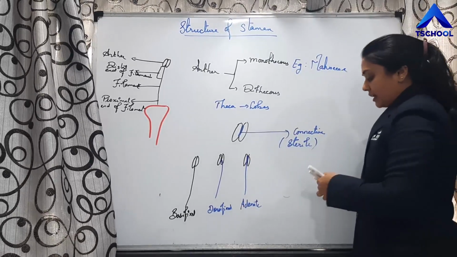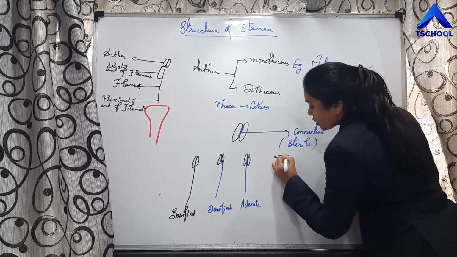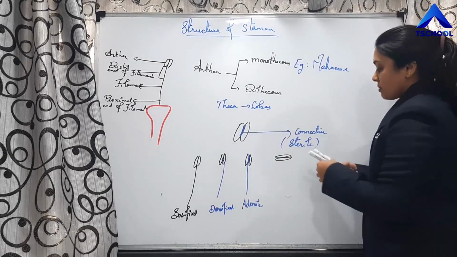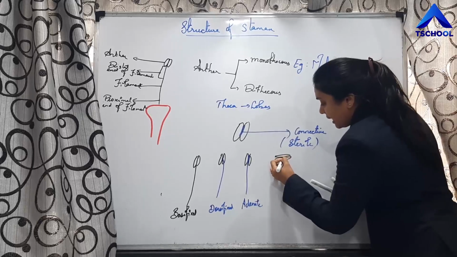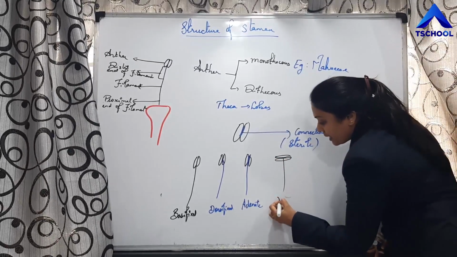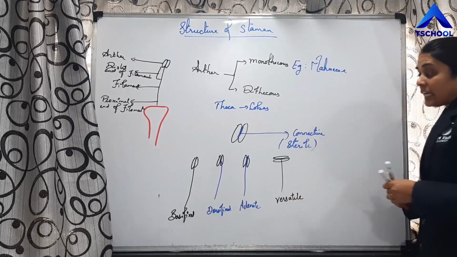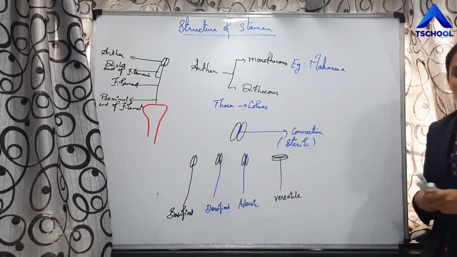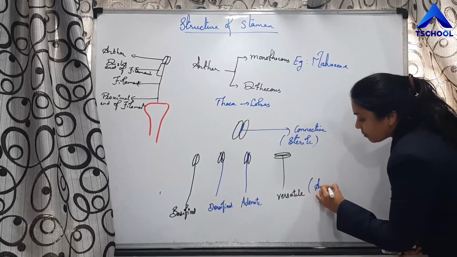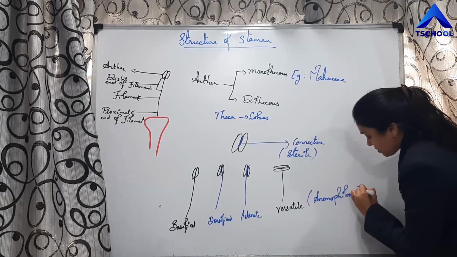And there is one more type in which the anther lobes are horizontally placed. So these are the anther lobes, and this is the attachment of the filament. Such type of attachment is called as versatile. This versatile type of attachment is the characteristic feature of anemophilous flowers.